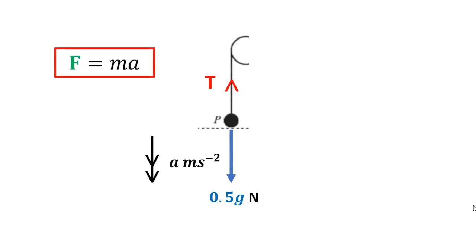And using F equals ma, since it's accelerating downwards, the resultant force is 0.5g minus the tension, because the 0.5g is the greater force as it's accelerating downwards. And so that is our F in F equals ma, and the mass is obviously 0.5, and a we don't know. And so here we have our equation of motion for P.